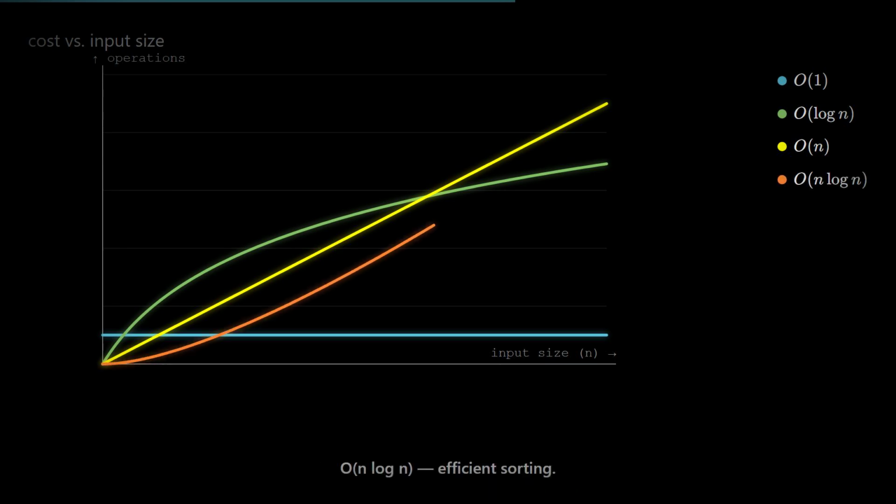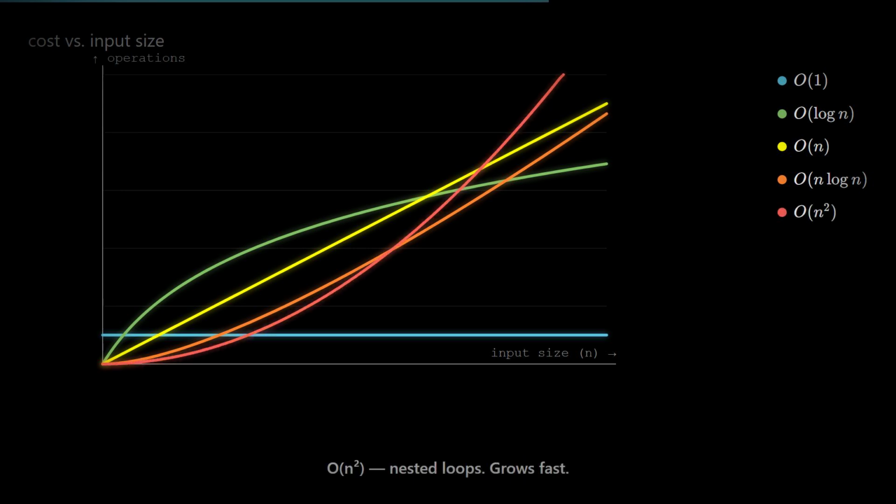Efficient sorting sits just above that, O(n log n). A nested loop comparing every pair curves upward fast, O(n²). And brute force algorithms can explode entirely, O(2^n), exponential.